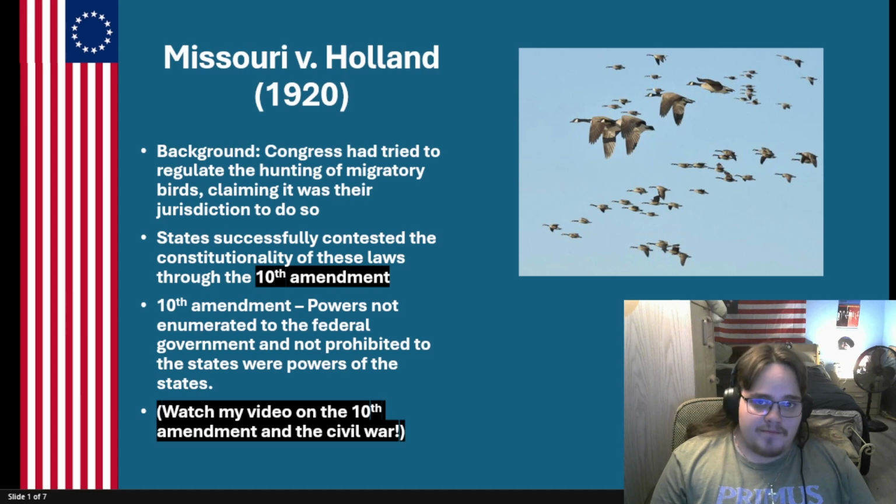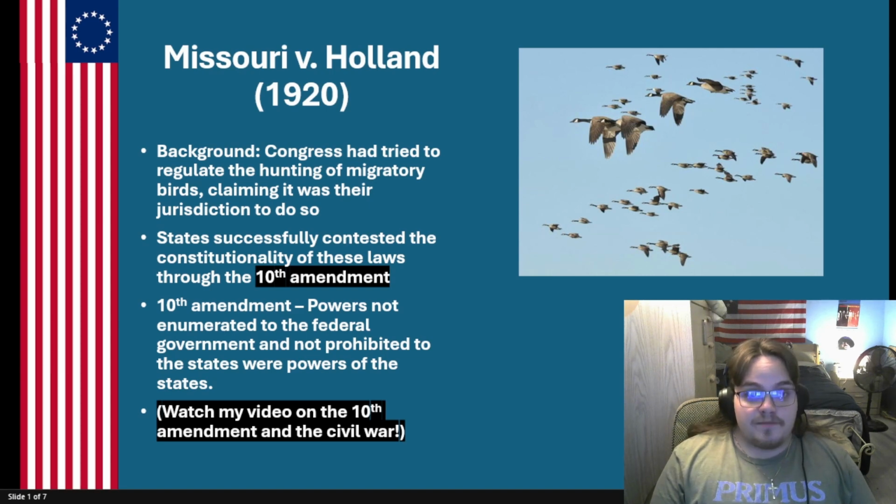But to explain how that amendment applies to this case, essentially, the state said, hey, since the Constitution doesn't explicitly state that you have jurisdiction in this case or the power to regulate this issue, and because that power is not specifically forbidden to us, this is a state issue. This is not a federal issue. It is up to the states to regulate the hunting of these birds. The federal government has no say here, and that argument was actually successful. The states were able to challenge the constitutionality of legislation passed by Congress under the 10th Amendment and be successful about it. And Congress wasn't happy about that.